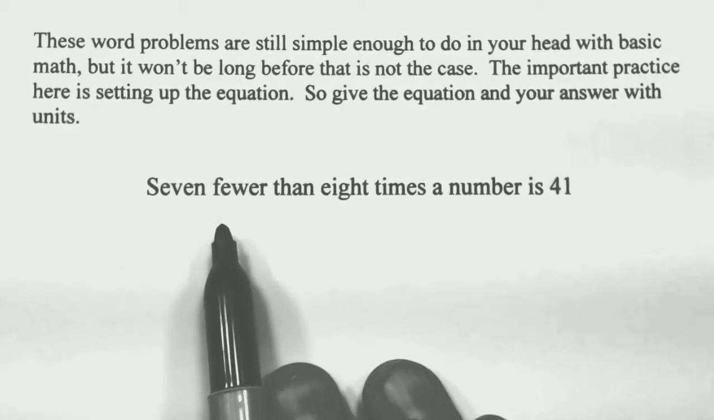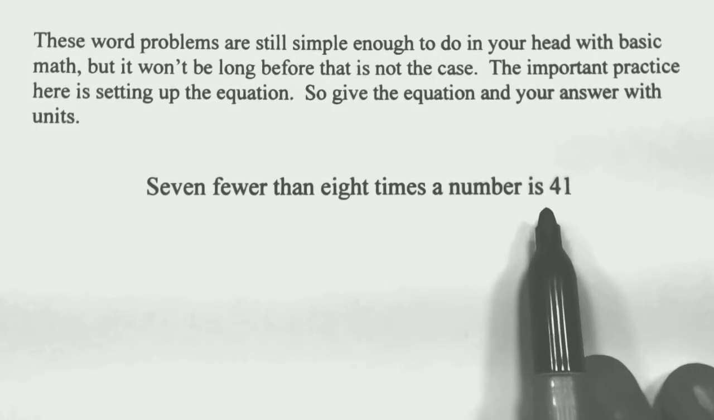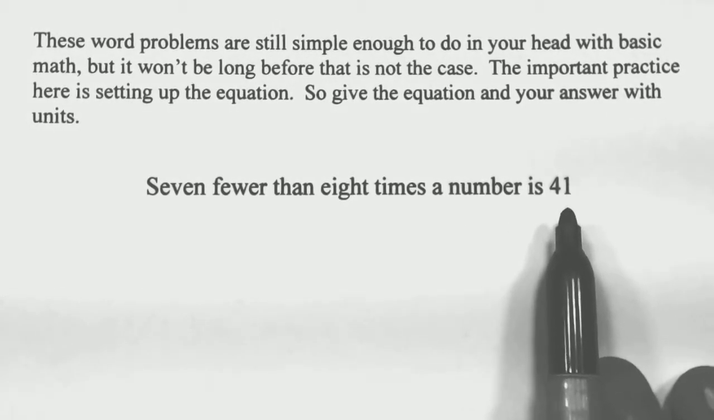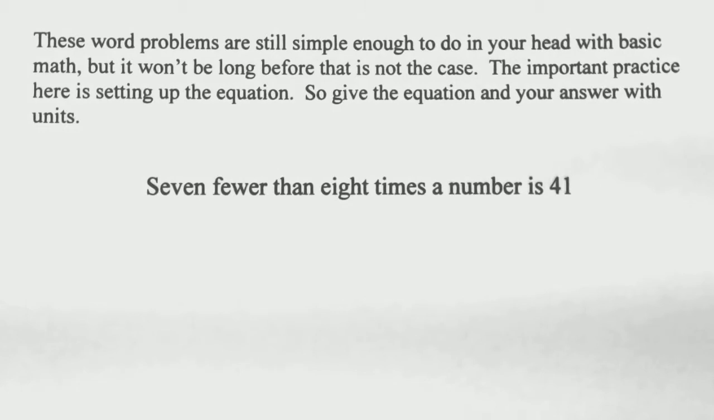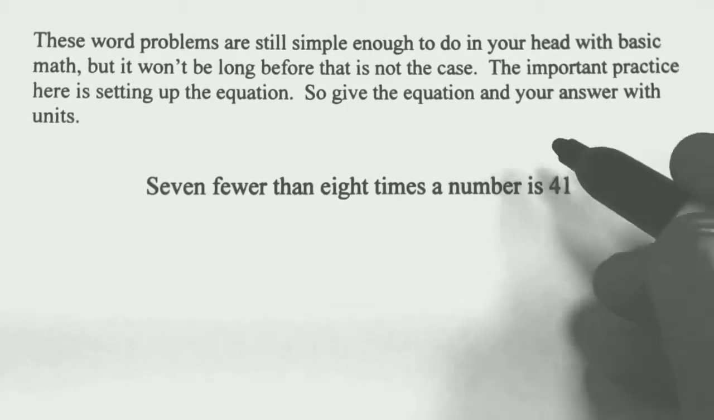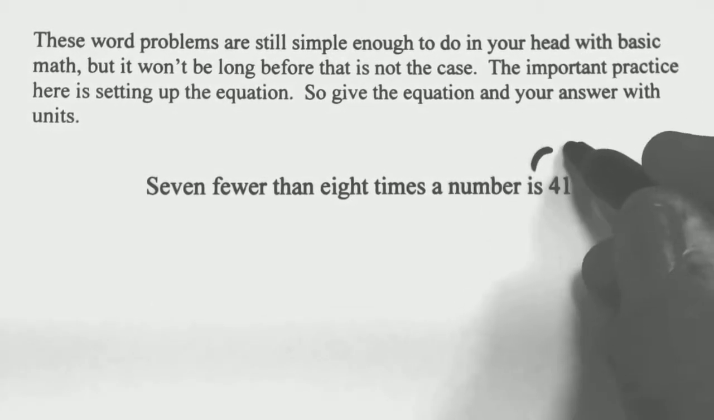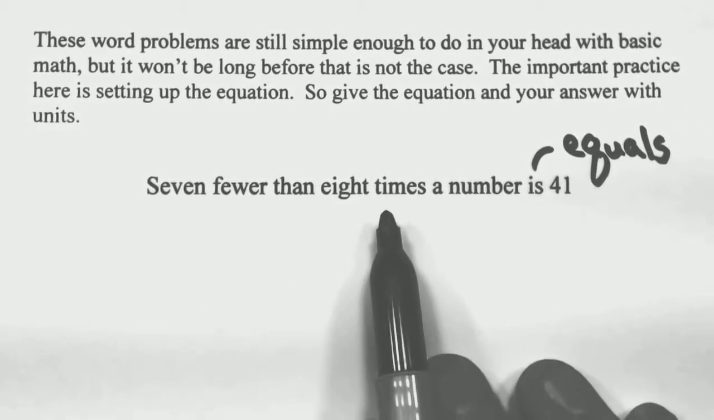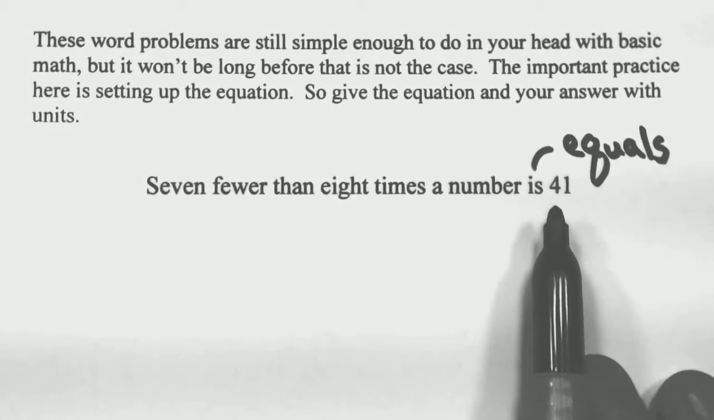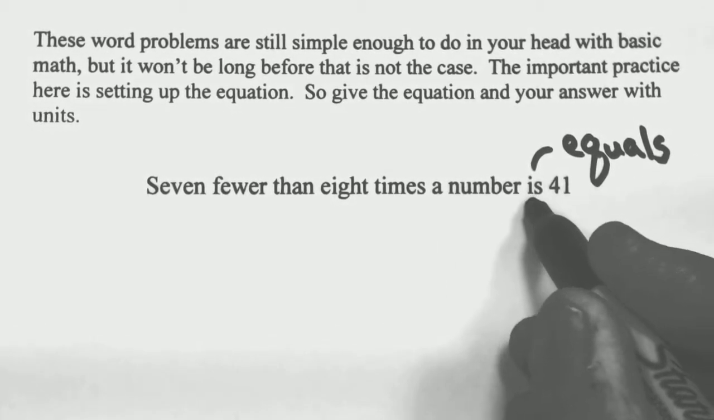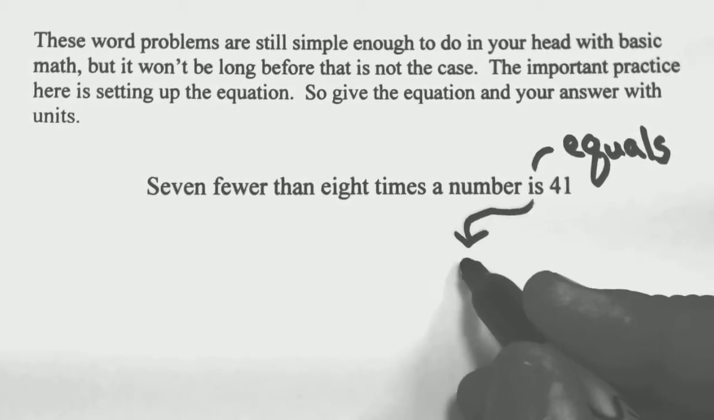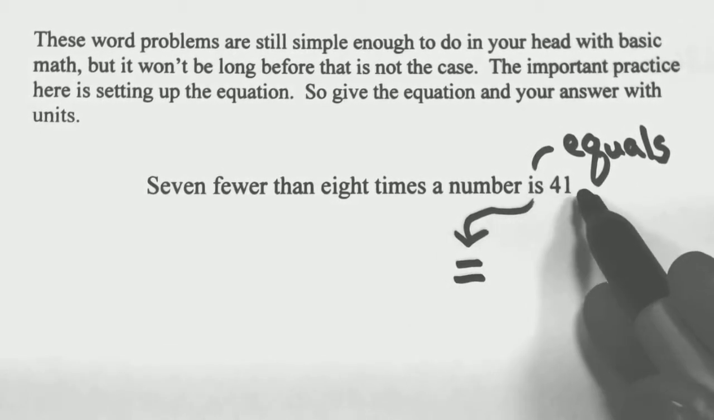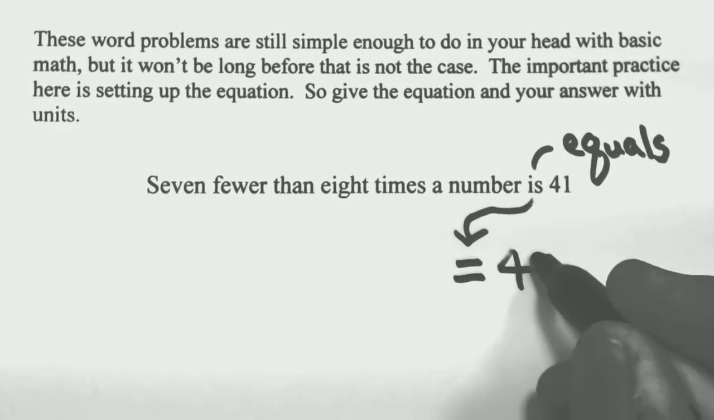Here's a one-liner. 7 fewer than 8 times a number is 41. Well, remember, in one-liners like this, if we can find a word that we can replace with equals and it doesn't change the meaning, then that tells us where the equal sign goes. And that word here is the "is," because if I turn around and phrase this as 7 fewer than 8 times a number equals 41, that's exactly the same thing. So that tells me where the equal sign goes. What's to the right side is 41.